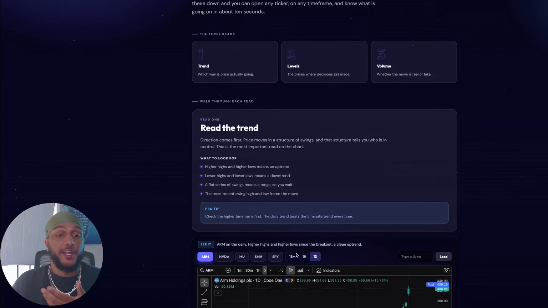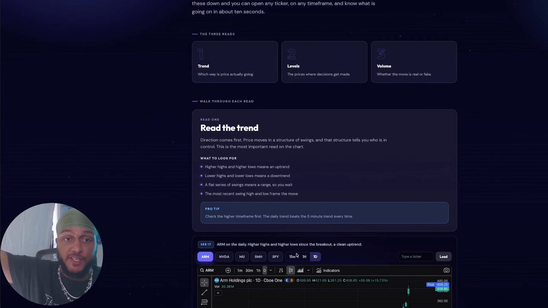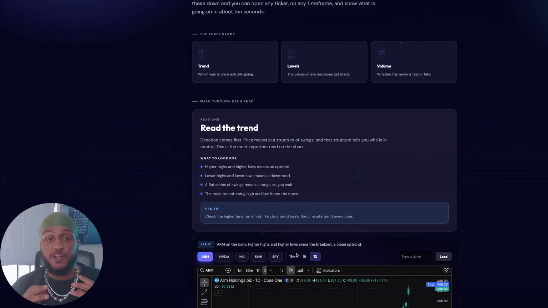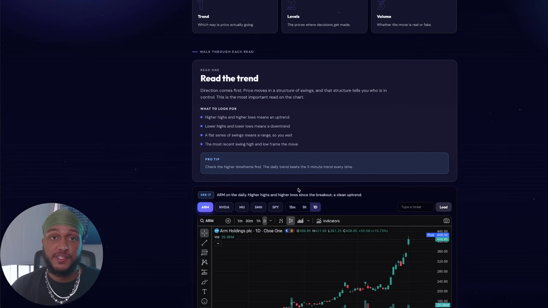Number 1, read the trend. Direction always comes first, and price moves in a structure of swings: higher highs, higher lows, lower highs, lower lows, or equal highs, equal lows. This is the most important part of a chart, and of understanding how to read the chart. If you can understand which way a chart's going, typically up and to the right, because we're in an uptrend across the board for many stocks, that means you're in an uptrend. If you're going down like in 2022, making a downtrend across a specific equity or ticker, that means you're in a downtrend.